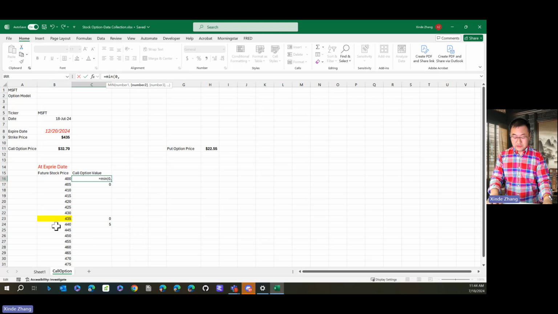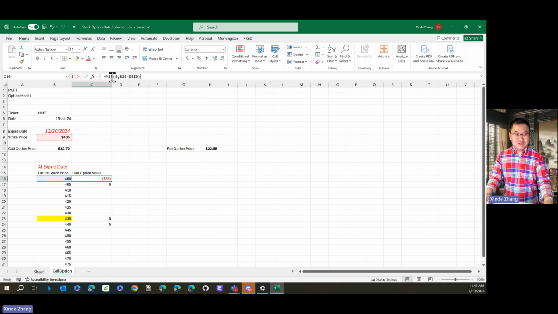So if it's 400, I will say this is going to be 400, minus the strike price. And keep in mind that the strike price is fixed. So we need to use F4 so that we can fix that. Right. So let's close that. Hit enter.